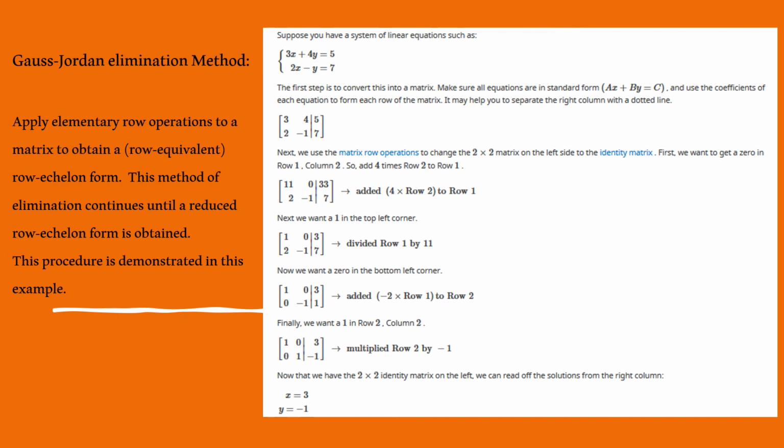So you are applying elementary row operations to the matrix to obtain the row equivalent or the row echelon form. And this method of elimination continues until a reduced row echelon form is obtained. This demonstration we can see here on this page, but sometimes it will be a little tedious. So instead of using Gauss Jordan elimination, we can also use a graphing calculator to get the reduced row echelon form and the final answer.